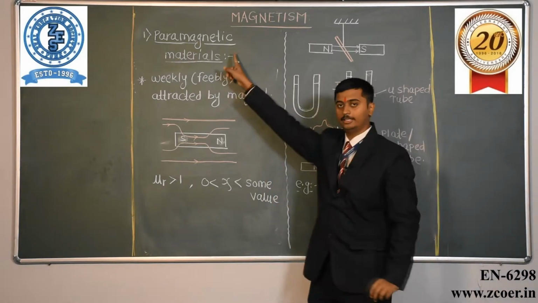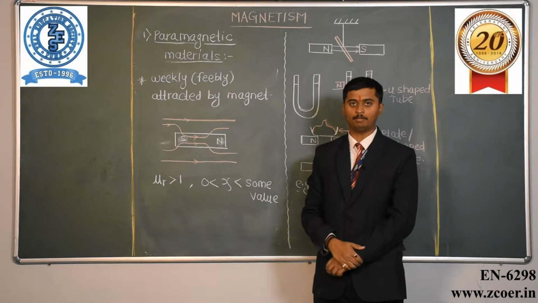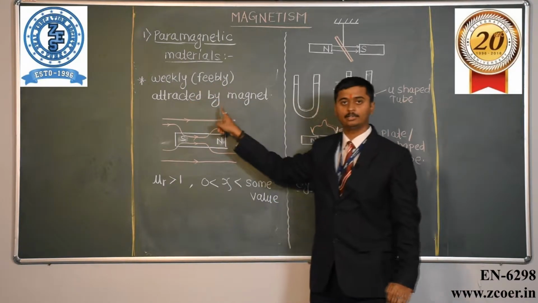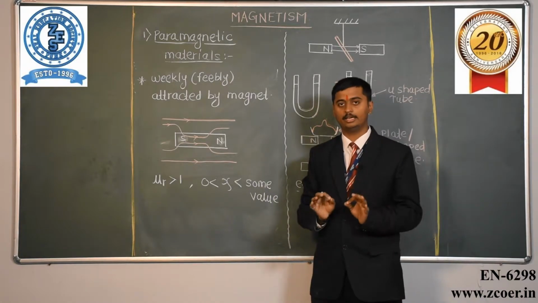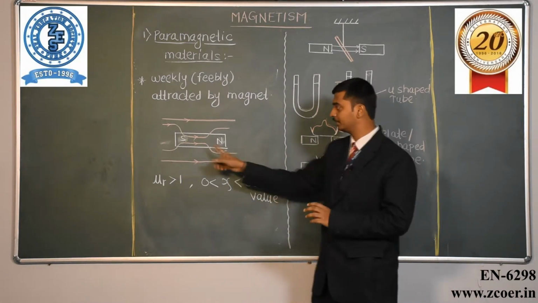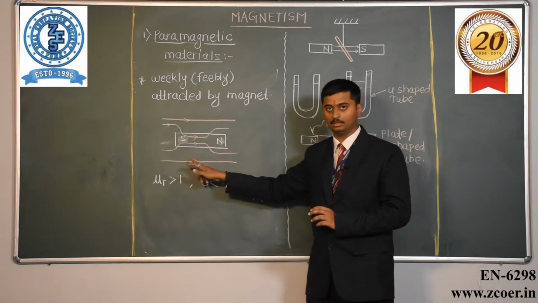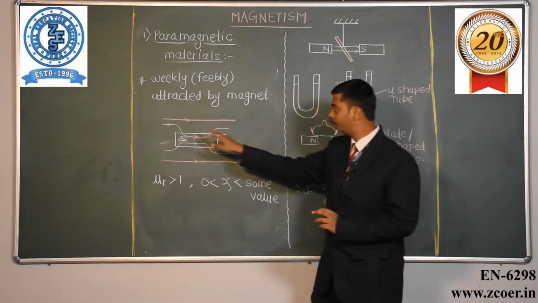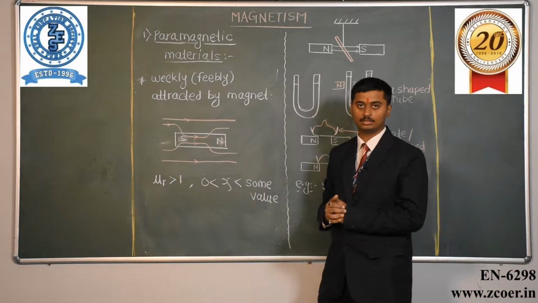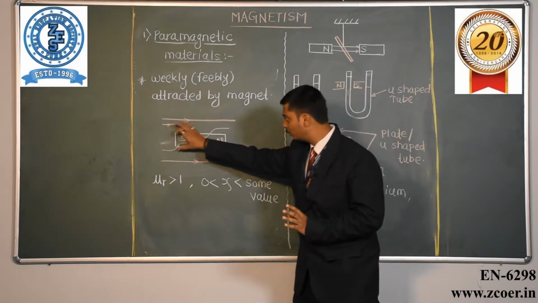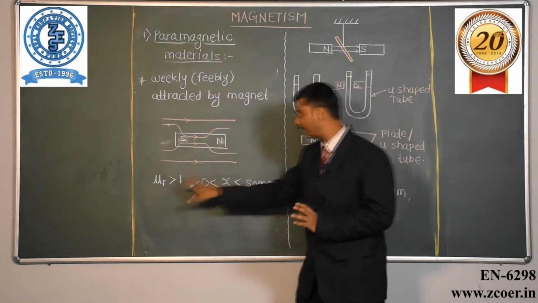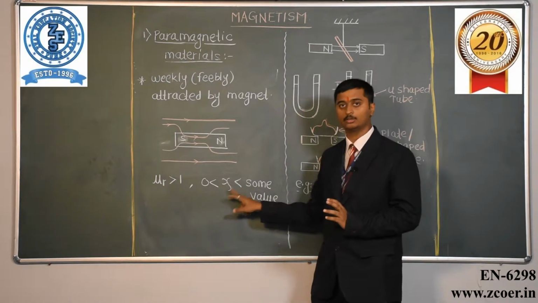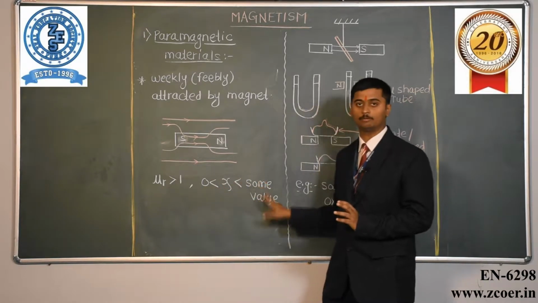Next type of magnetic material is paramagnetic material. We can define paramagnetic materials as the materials which are weakly, that is feebly, attracted by a magnet. Means they like the presence of a magnetic field. This is the diagrammatic representation of a paramagnetic material, placed in an external magnetic field. Only a few lines of force will pass through this. As it allows only a few lines of force to pass, its relative permeability is greater than 1, whereas the value of susceptibility is always positive, between 0 and some value.